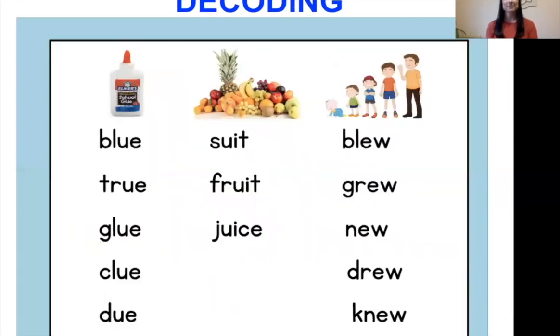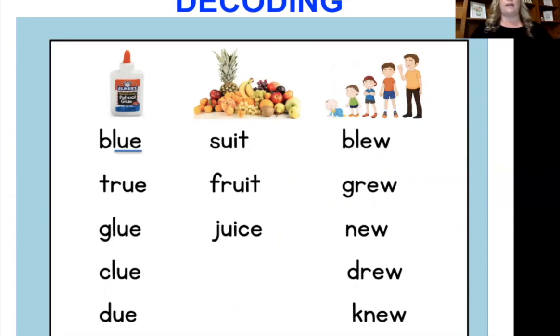Now that we have practiced these vowel teams, let's read some words that have the long U sound to practice what we know. You will see here that there are 3 columns, and at the top of each column is the picture that matches the key word for each long U vowel pattern that we learned. Look at the first word in the first column. When I look at that word, I see the UE vowel team. I'm going to underline that so that I remember to make the long U sound when I read it.